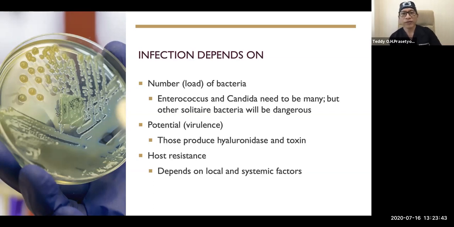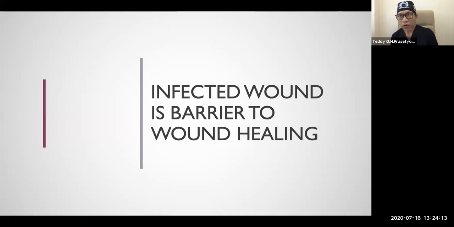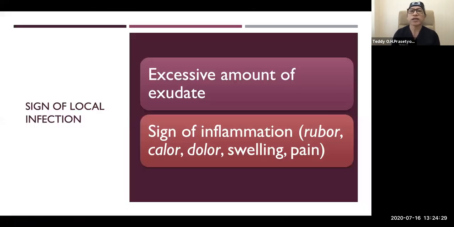The other factor that defines the status of infection is the potential of destruction of the bacteria. This is also called virulence. So those that produce hyaluronidase and also toxin would be more potent to cause infection than other types of bacteria. And of course, the host resistance plays a role in defending the body, the tissue, fighting with those enemies to fail or to win the game, or a temporary game, so that they keep the tissue away from infection. So an infected wound, in a real meaning, would be a barrier to wound healing. So we need to treat infections.